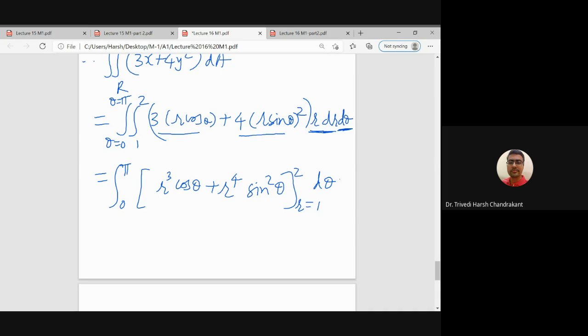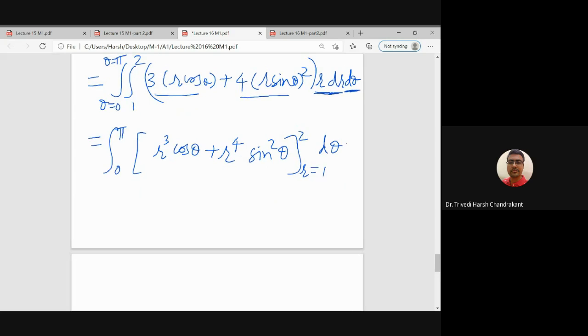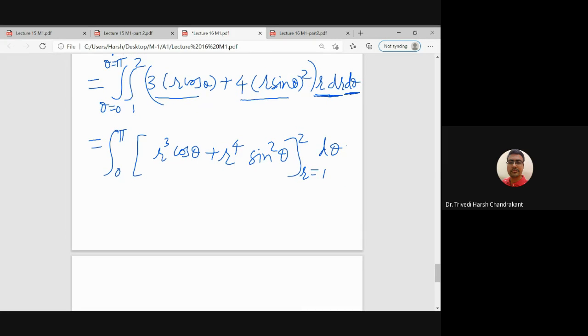Just check if I have made any mistake, verify it. If it is correct, then we will substitute the limit of r. So r cube, where r is from 1 to 2, is 8 minus 1. So we get 7 cosine theta plus r power 4, where r is from 2 to 1, so it is 15 sine square theta d theta.